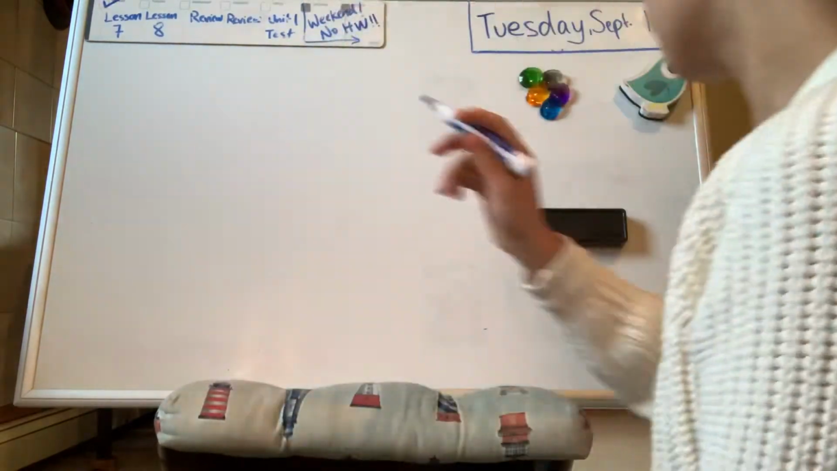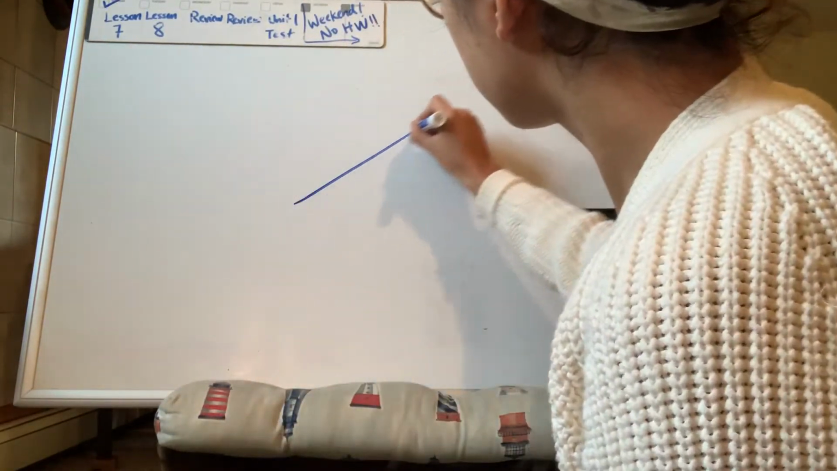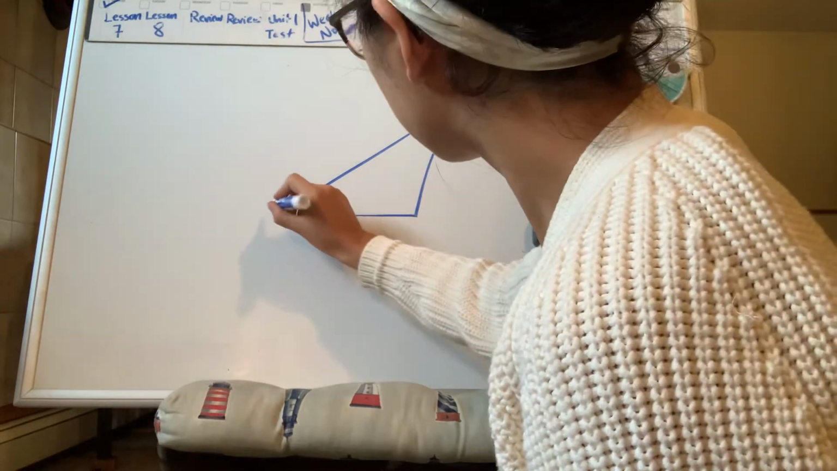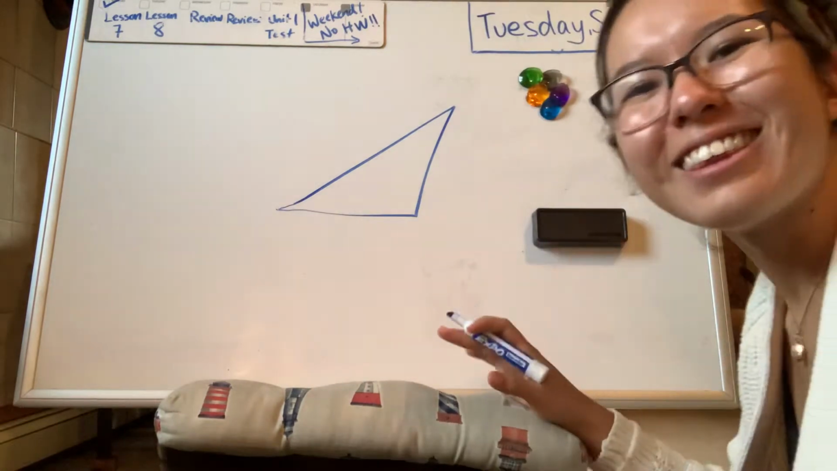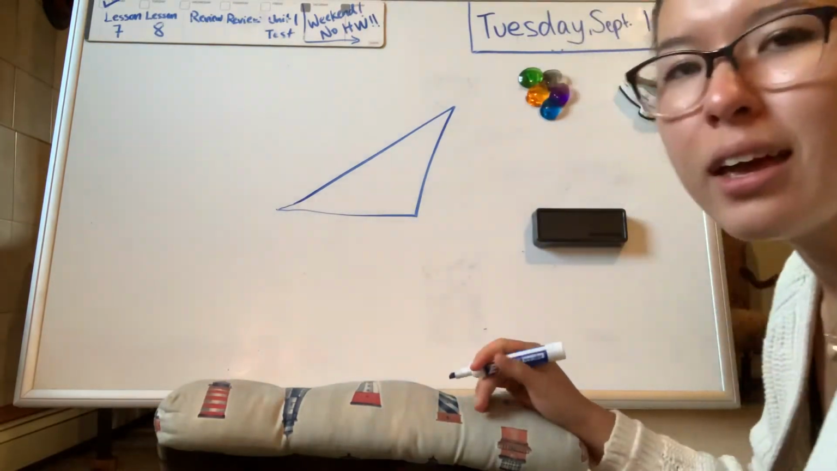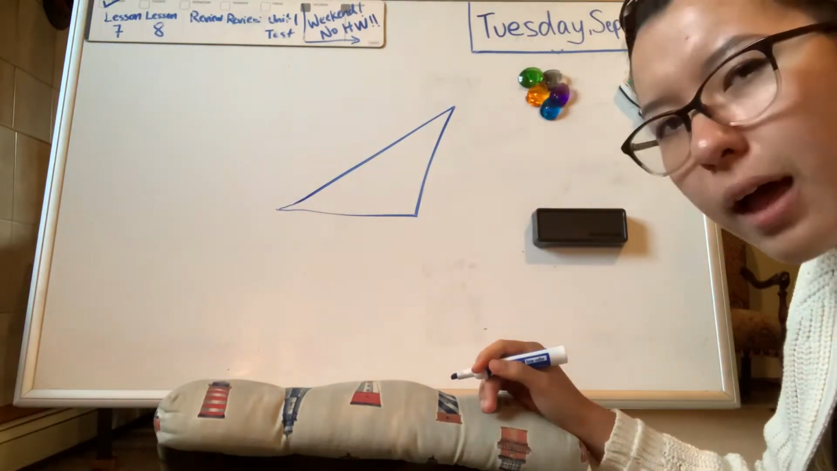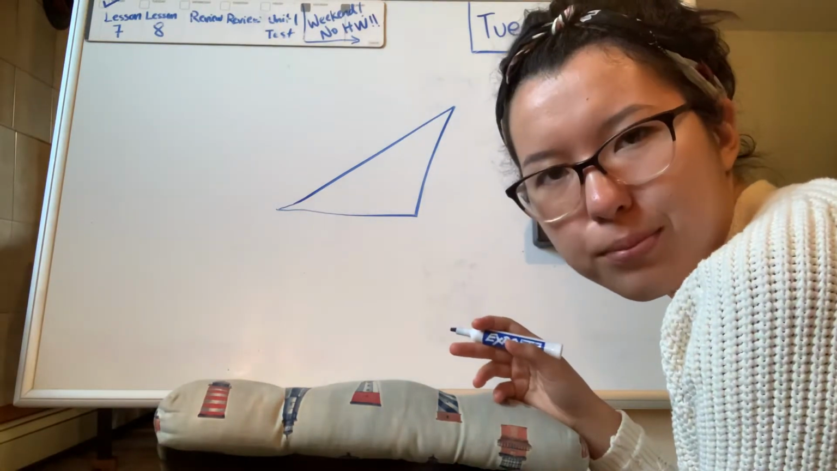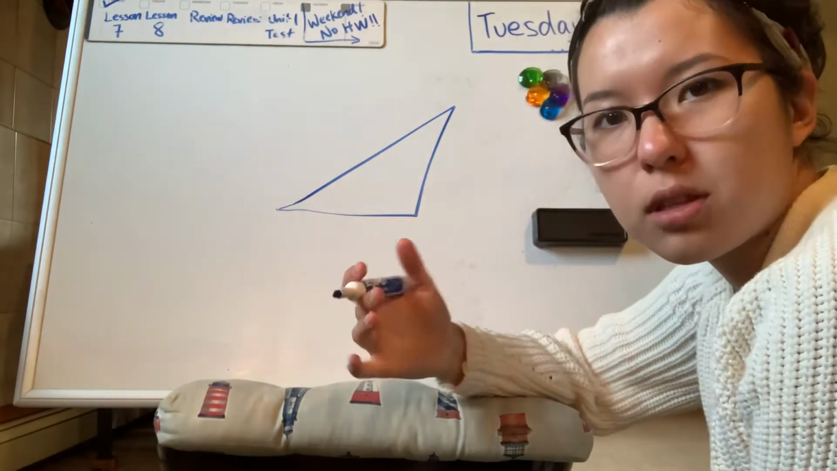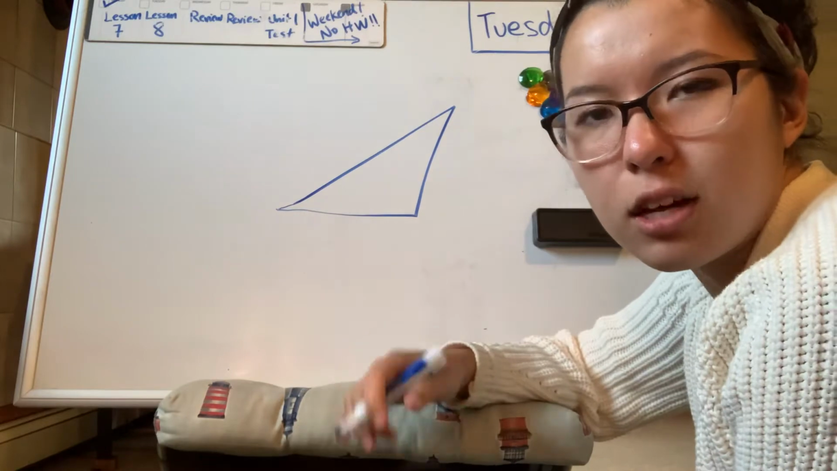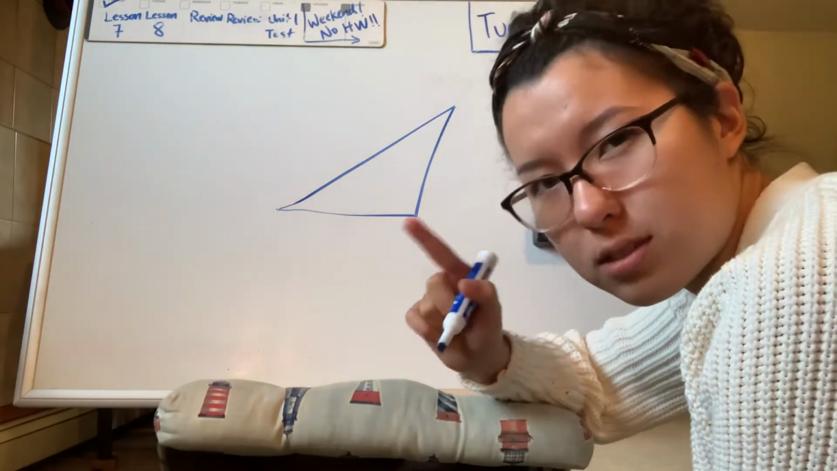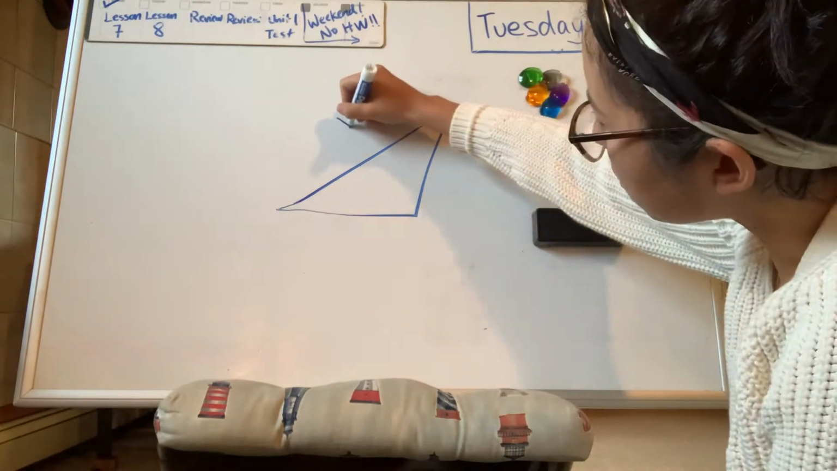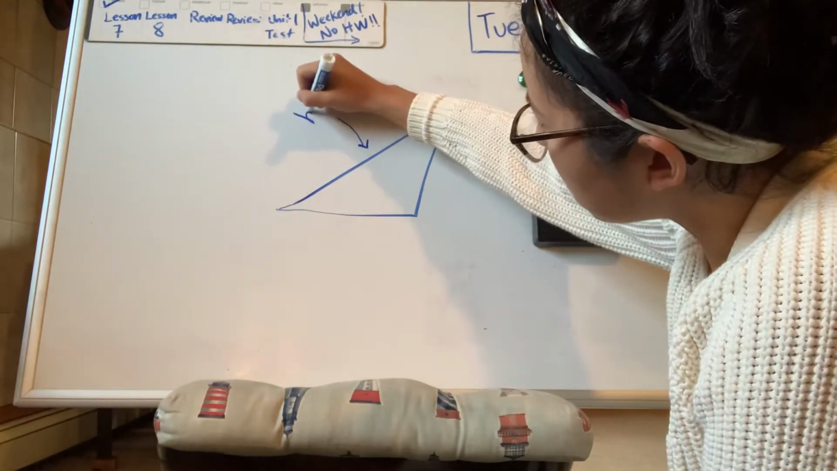So let me draw a triangle really quickly. Okay, it's not a very good triangle, I apologize, but there it is, we have a triangle. Now, looking at this triangle, how do we identify the base? Now, as we've learned, the base can be any side length. So I'm going to start by choosing a side length that you probably wouldn't think of as the base first of all. Let's choose this one as our base.